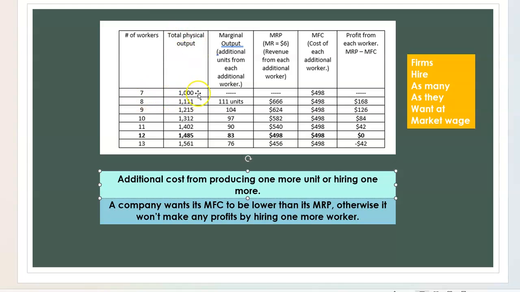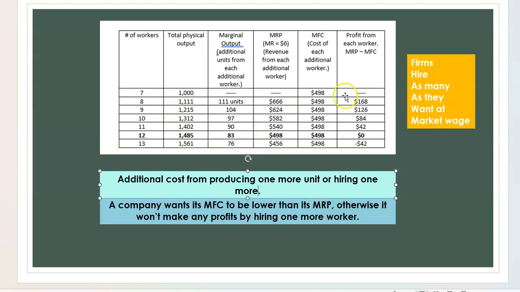The total physical output is 1,000 units. This is the total. Now, you hire the 11th person. This 11th person is bringing in 111 units. The total changes to 1,111. The marginal revenue product, we're going on 6 here, like the price is 6, times 111 units. This first person is bringing in a marginal revenue of 666.